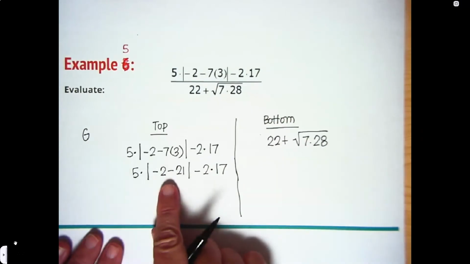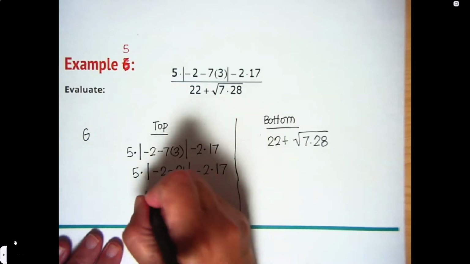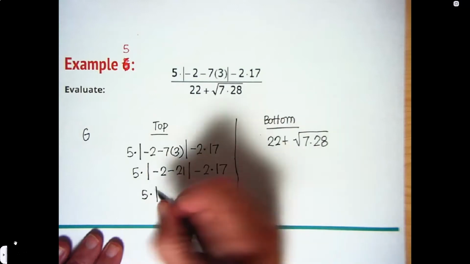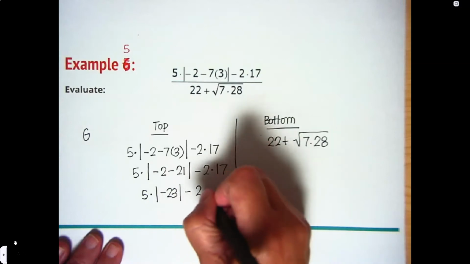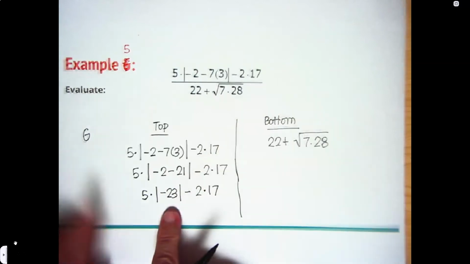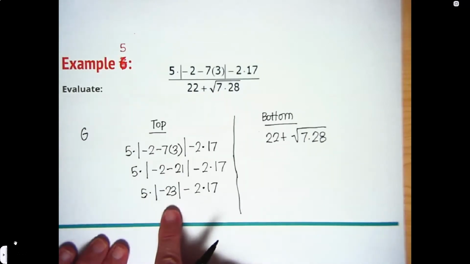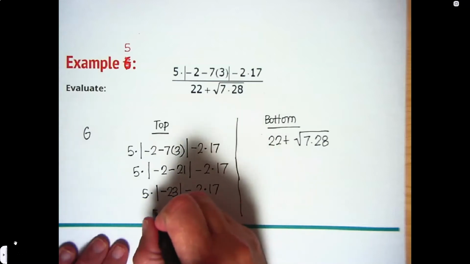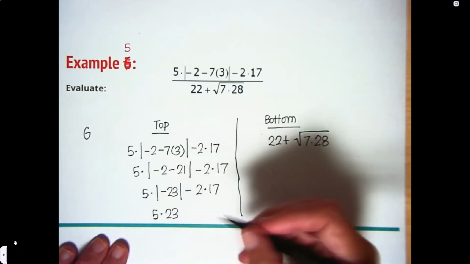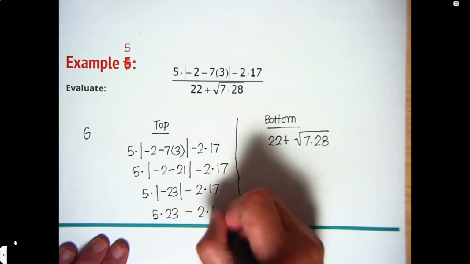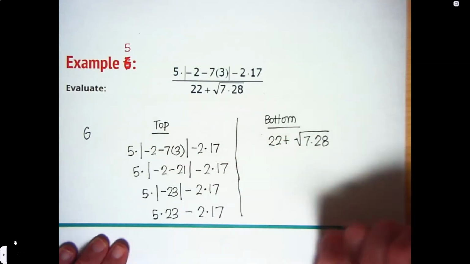All right, still working on my grouping symbols. I need one number in here. So I'm going to subtract now -2 minus 21. So that makes this 5 times the absolute value of -23 minus 2 times 17. Now, grouping symbols are done because that's down to one number. But now I need to take the absolute value of -23. So how far is it from 0? And the answer is 23 spaces. So 5 times 23 minus 2 times 17. So grouping symbols taken care of. I worked all of that out, got it down to one number.